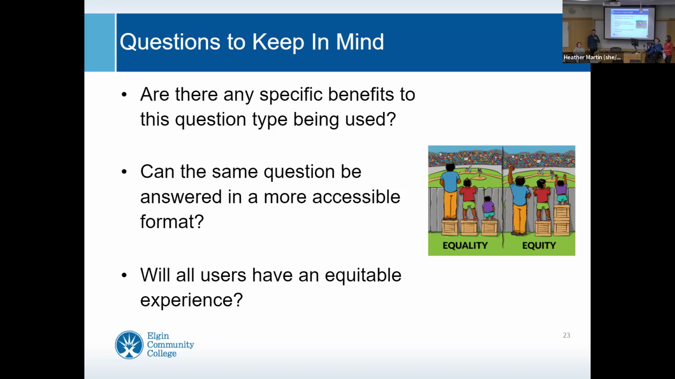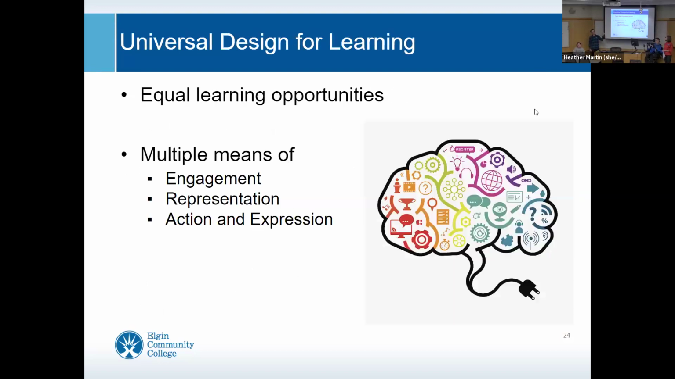But perhaps the most important question here is this third one, which is, will all users have an equitable and fair experience? So that relates to thinking about any unintended frustrations that may arise out of utilizing assistive technology. And to ensure this equitable experience most effectively, that is where UDL comes in, or Universal Design for Learning.